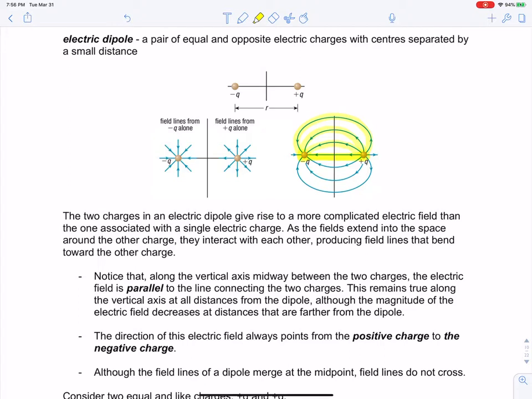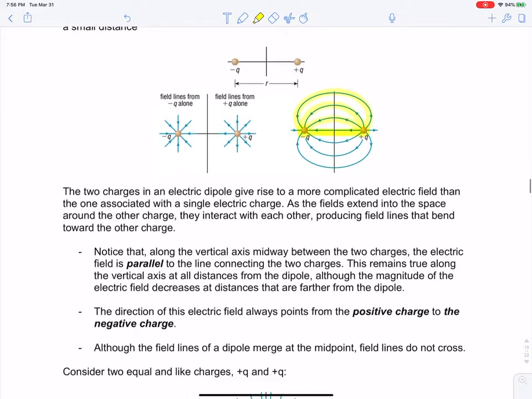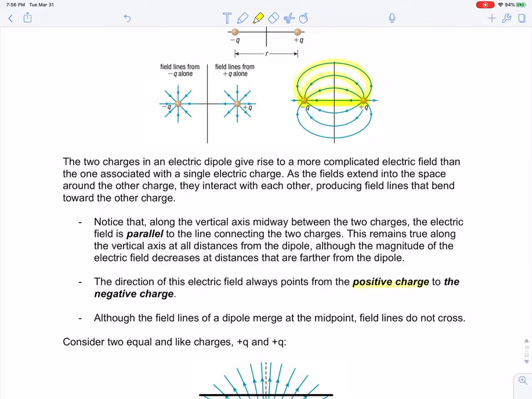This remains true along the vertical axis at all distances from the dipole, although the magnitude of the electric field decreases at distances that are farther from the dipole. The direction of this electric field always points, as I mentioned, from positive to negative. Although the field lines of a dipole merge at the midpoint, the field lines do not cross.